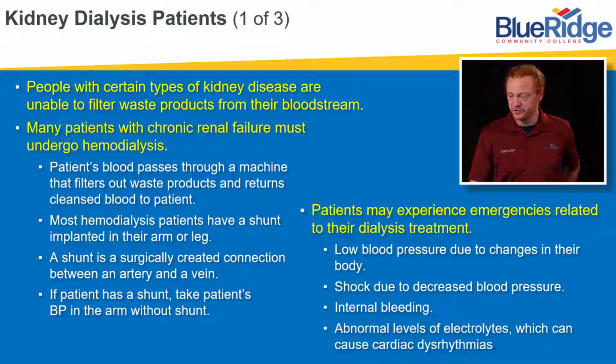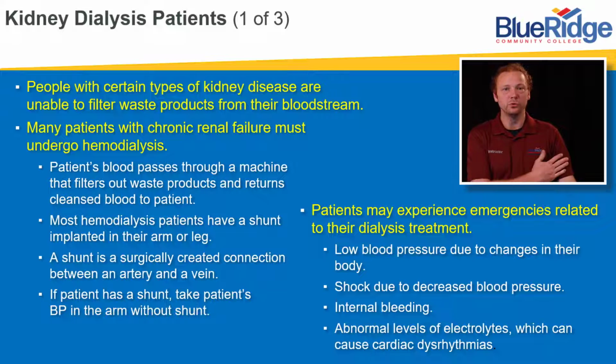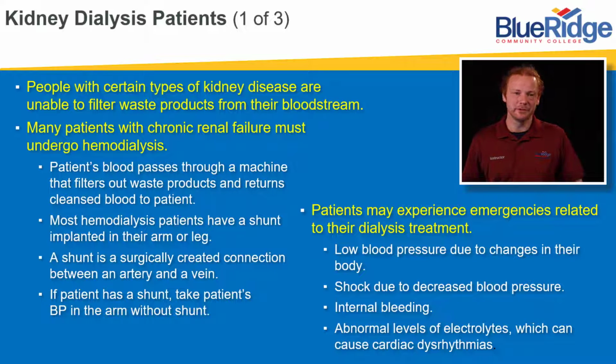If a patient has a shunt, take the patient's blood pressure in the arm without the shunt if possible. If they have an old shunt and then a new shunt, you may have to take a blood pressure on the leg. Patients who are receiving dialysis may experience medical emergencies related to their dialysis treatment. This decrease in blood pressure can produce shock. Dialysis patients also are at risk for internal bleeding.